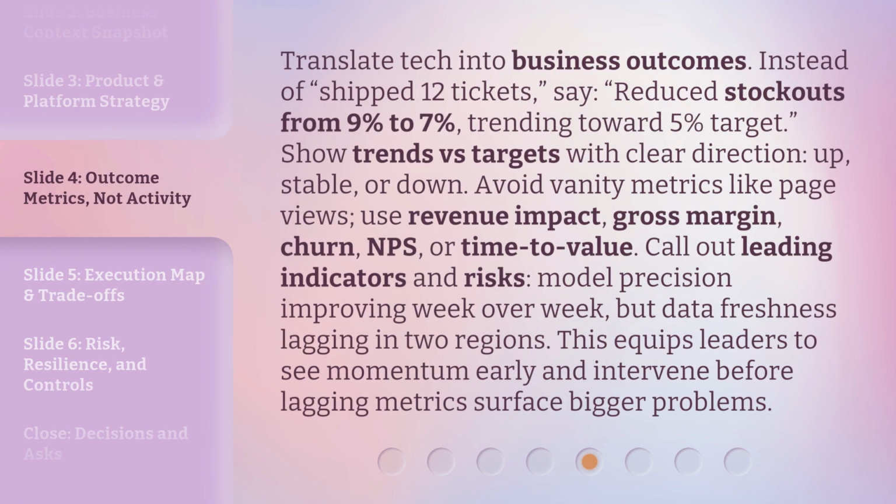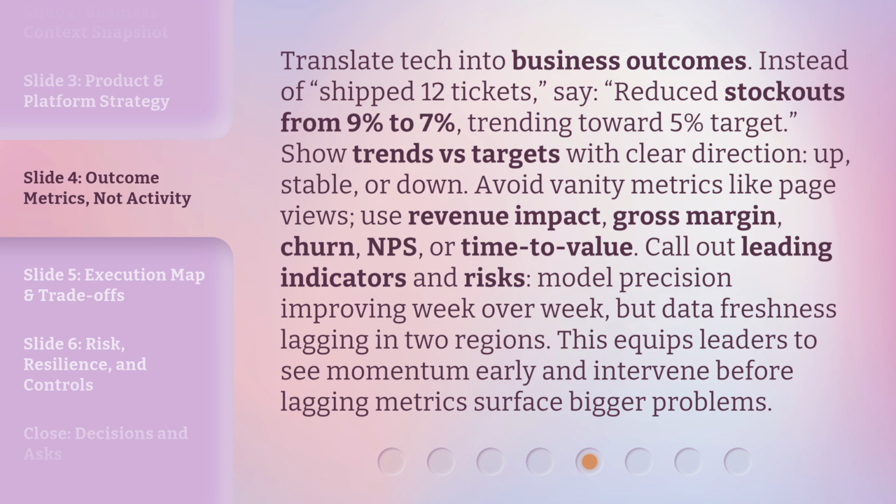Translate tech into business outcomes. Instead of shipped 12 tickets, say, reduced stockouts from 9% to 7%, trending toward 5% target. Show trends versus targets with clear direction: up, stable, or down. Avoid vanity metrics like page views. Use revenue impact, gross margin, churn, NPS, or time to value.